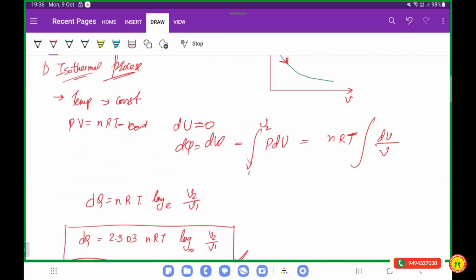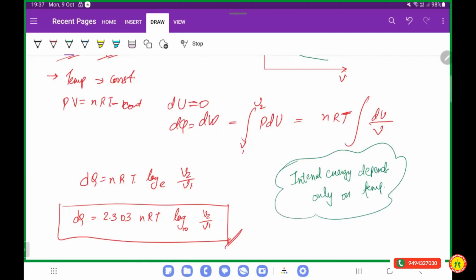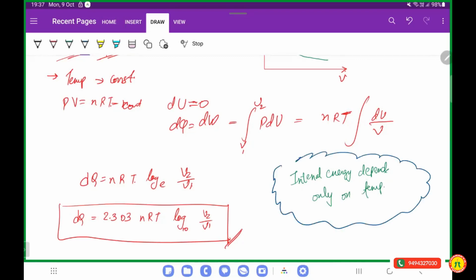You can write here itself so that you will not forget: internal energy depends only on temperature. So you can remember this. Chalo, take it next.